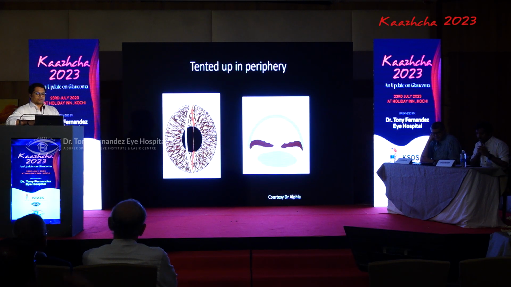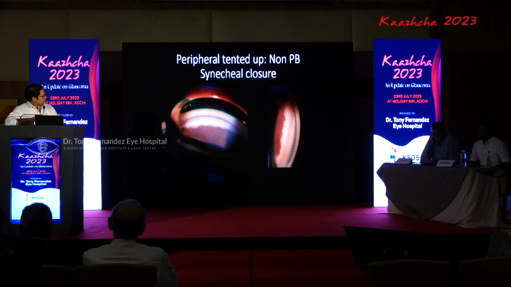Next is a tented up peripheral appearance. So the central AC is nicely formed, but the peripheral AC, there is a synechial pull mechanism causing the peripheral iris to be adhered to the peripheral angle. This is a synechial angle closure. You can see those tented up appearances. So diffuse and multiple focal ones are there. This is the case of uveitic synechial angle closure.